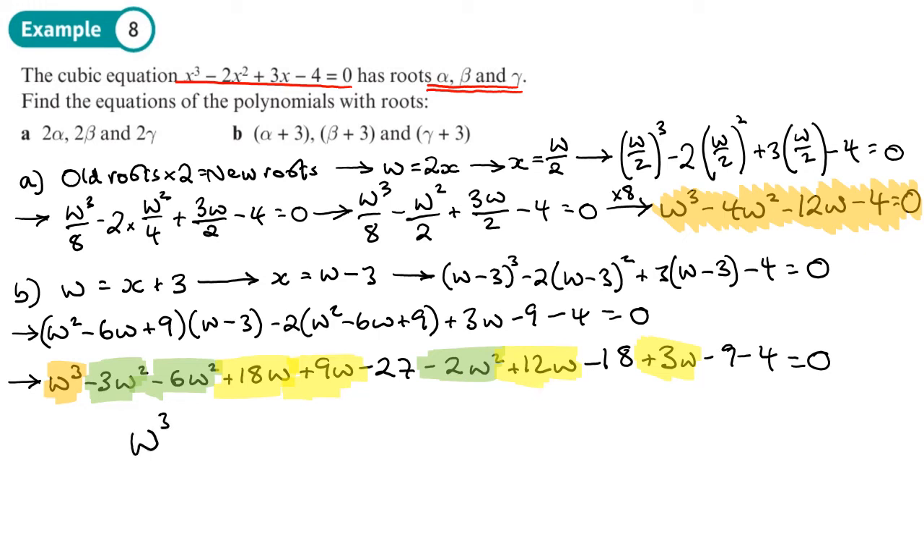You've got w cubed. Then I've got minus 3, minus 9, minus 11 w squared. Then my w's, 18 plus 9 is 27, plus 12 is 39. Plus the 3 is 41, so plus 41w. And then I've got, oh, I can't add, my w's add up to 42, not 41. Should have used the calculator. So negative 27 minus 18, I'm using the calculator now, minus 9 minus 4, and we get negative 58 equals 0. So this is our new equation.